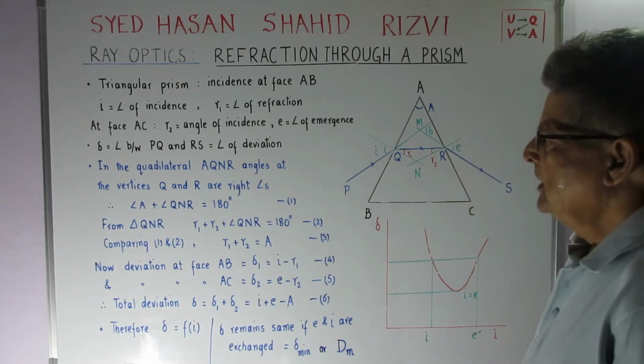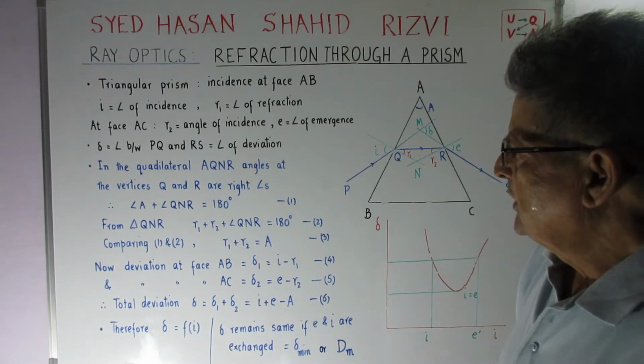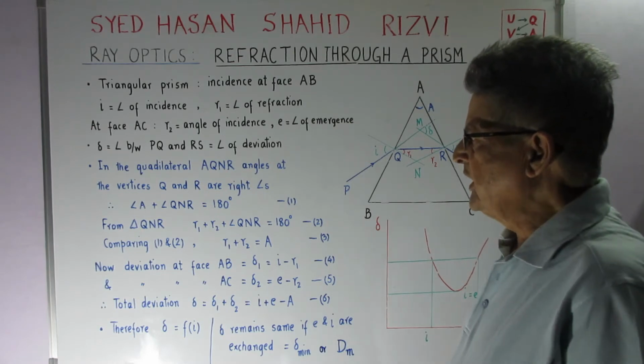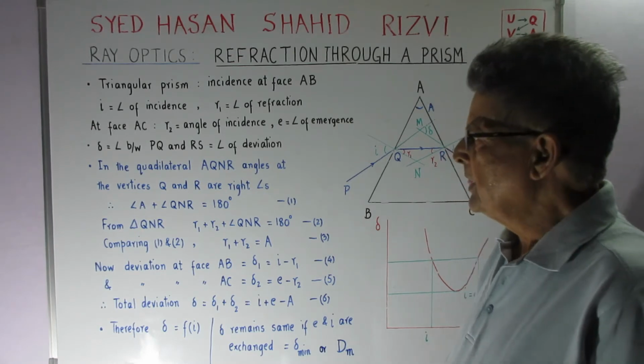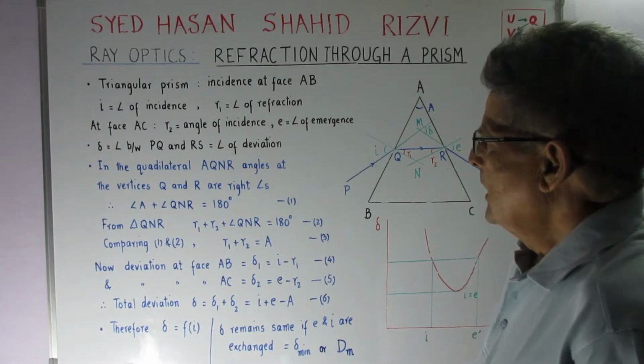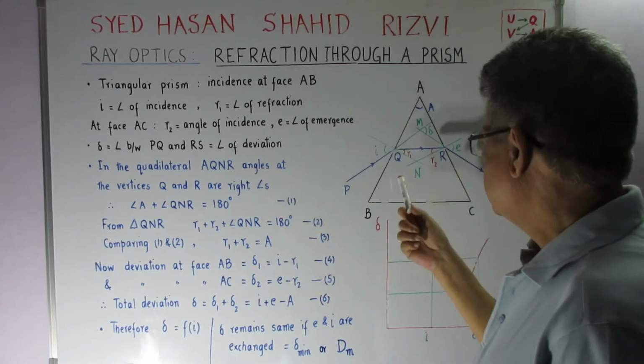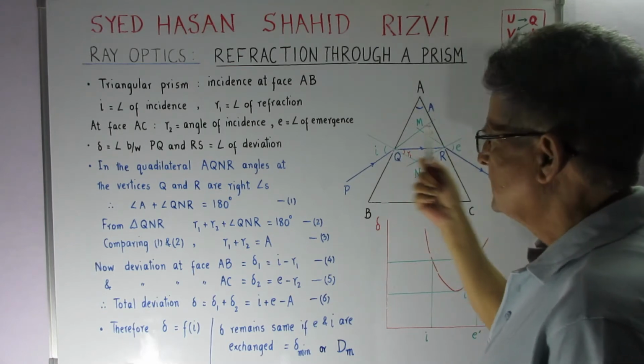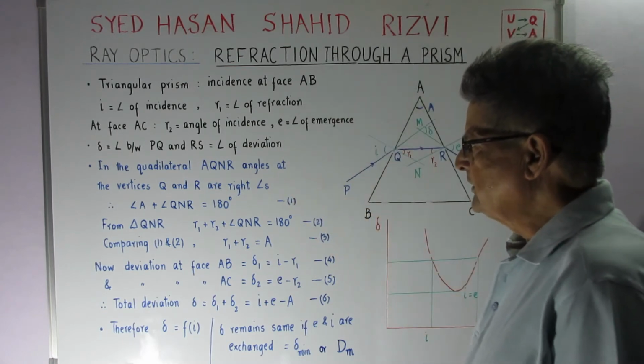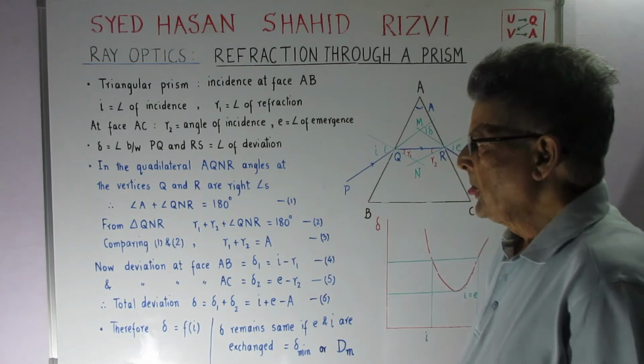So these are the things which are described, the two faces AB and AC of the prism. Now delta is the angle between this and this, and has been defined as the angle of deviation.